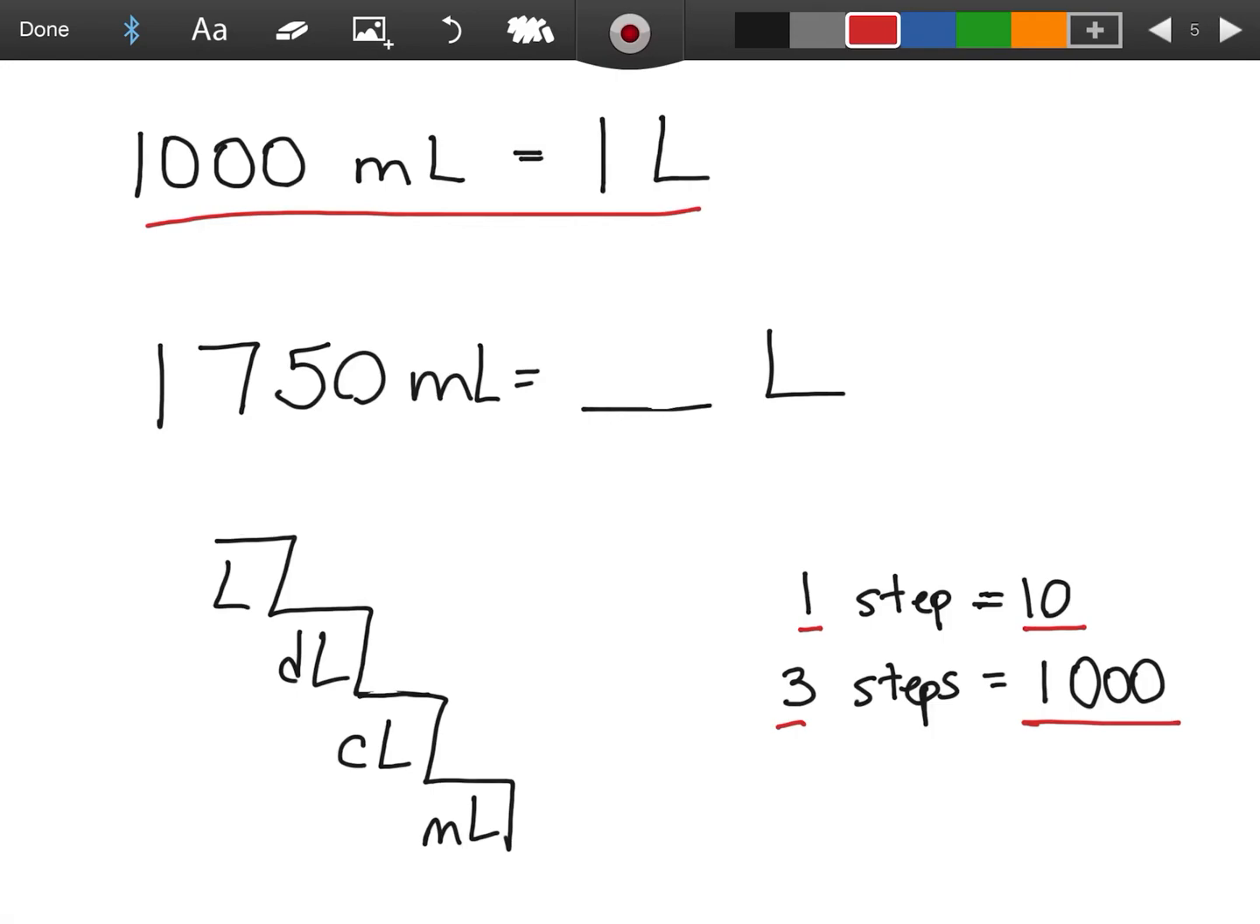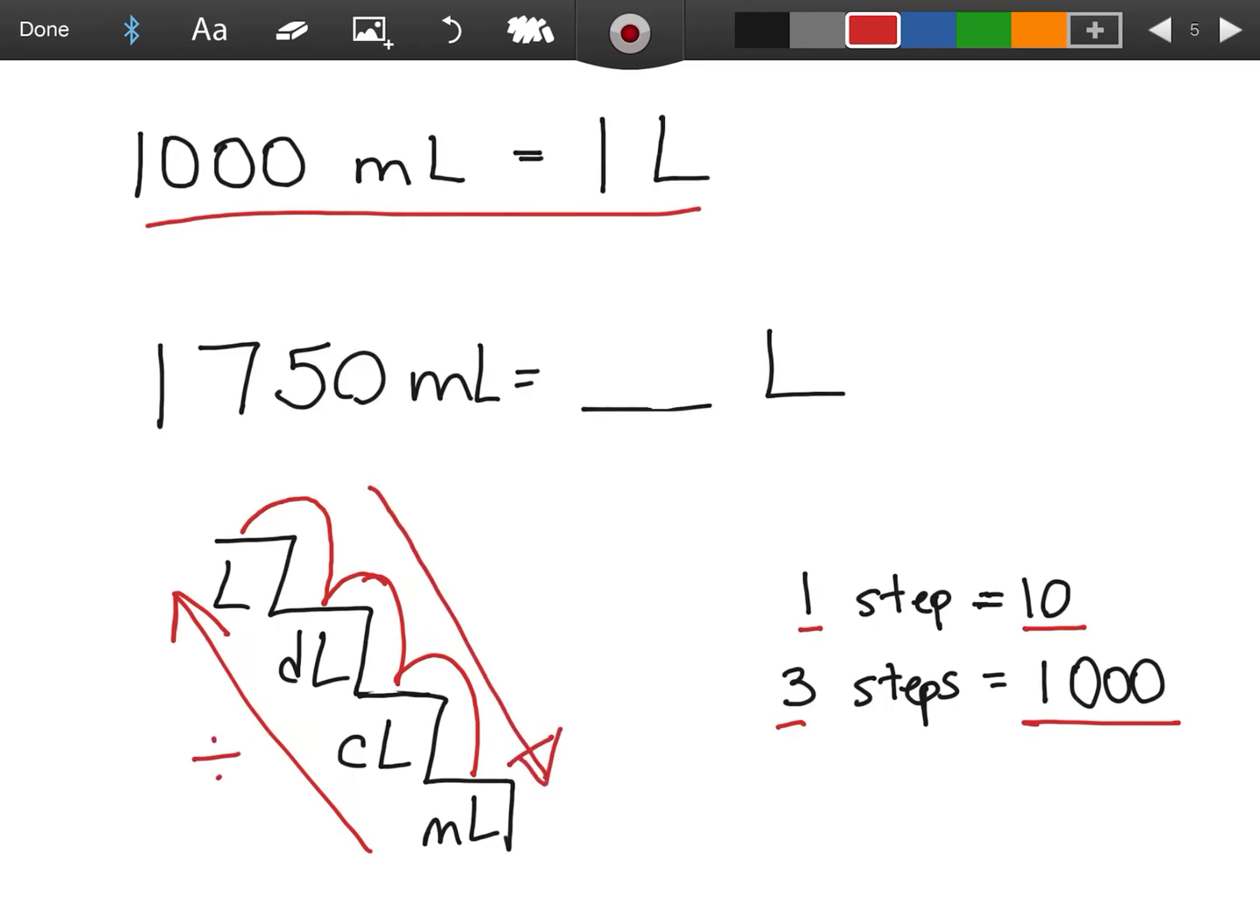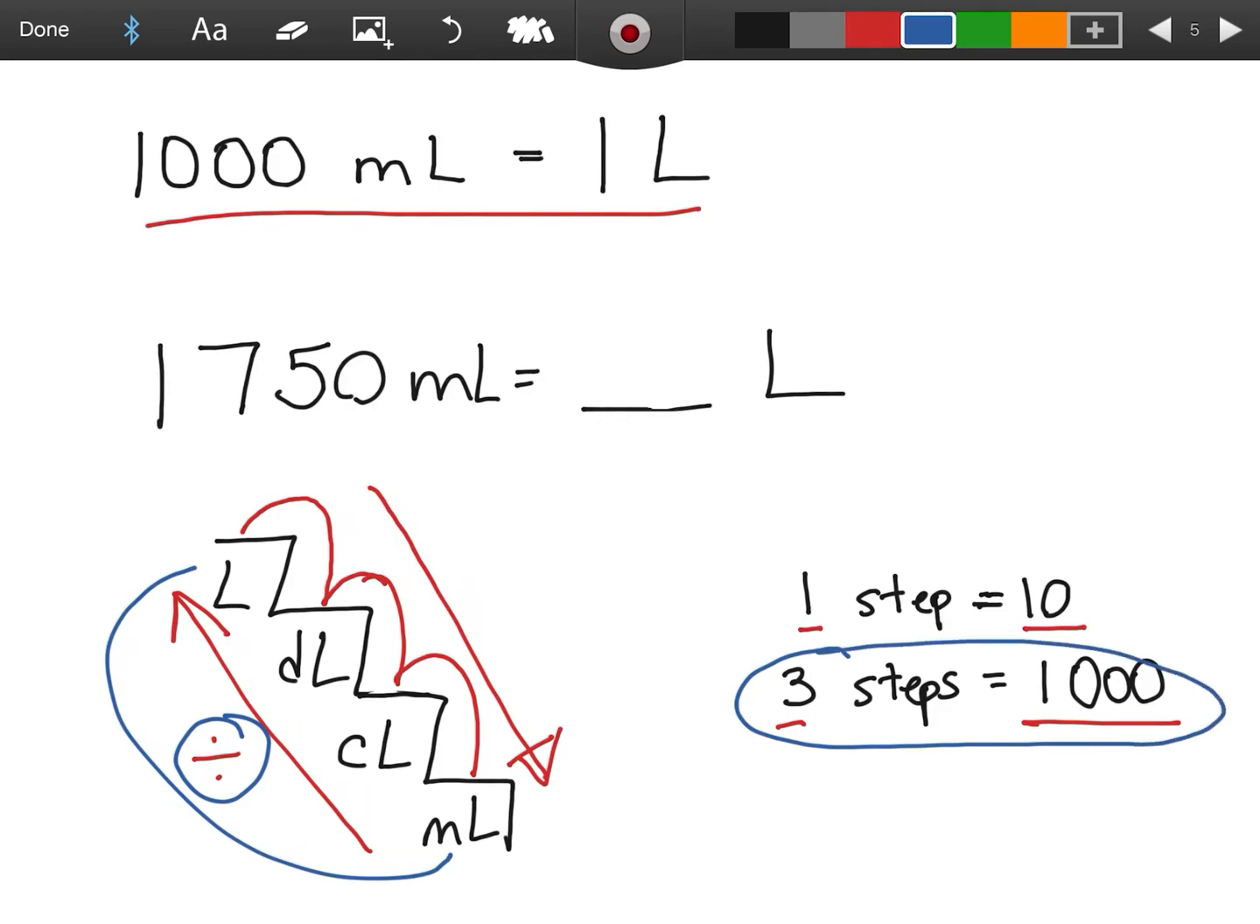Okay, and so if we look here, 10 goes up by a factor of multiples. So now 10 times 10 is 100, to this step, and then 1,000 to this step. If we go up, we are going to be dividing, and if we go down, we're going to be multiplying. So in this situation, we're going from milliliters up to liters, so we're going to be doing that division, and we're looking at 3 steps, so we're going to divide it by 1,000.